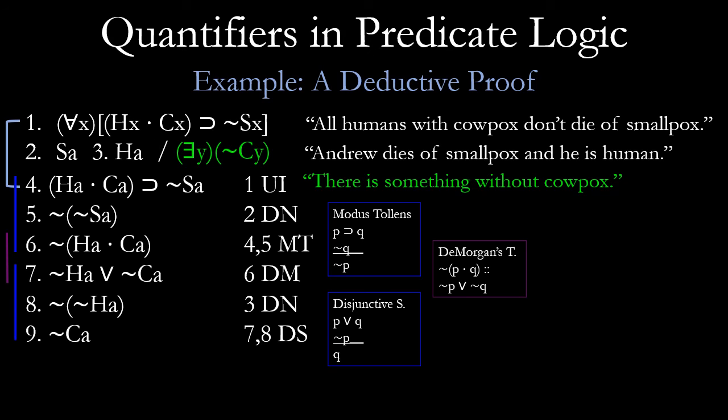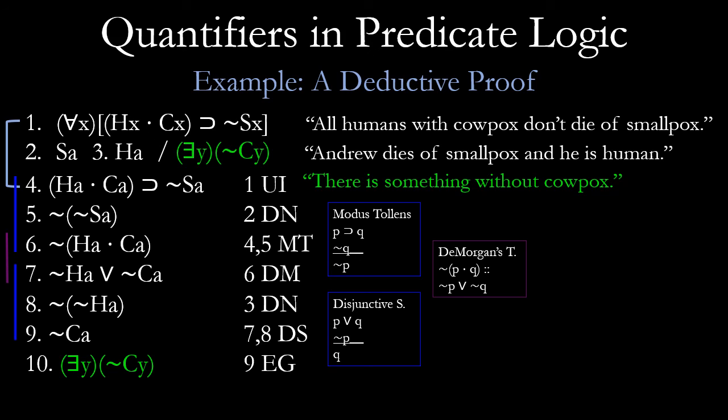And again, disjunctive syllogism is basically saying P or Q; well, if not P, then Q. If I'm going to eat an apple or an orange, but I'm not going to eat an apple, well, that means I'm going to eat an orange. Now from Andrew does not have cowpox, we can use existential generalization. Because Andrew does not have cowpox, there exists something that doesn't have cowpox.